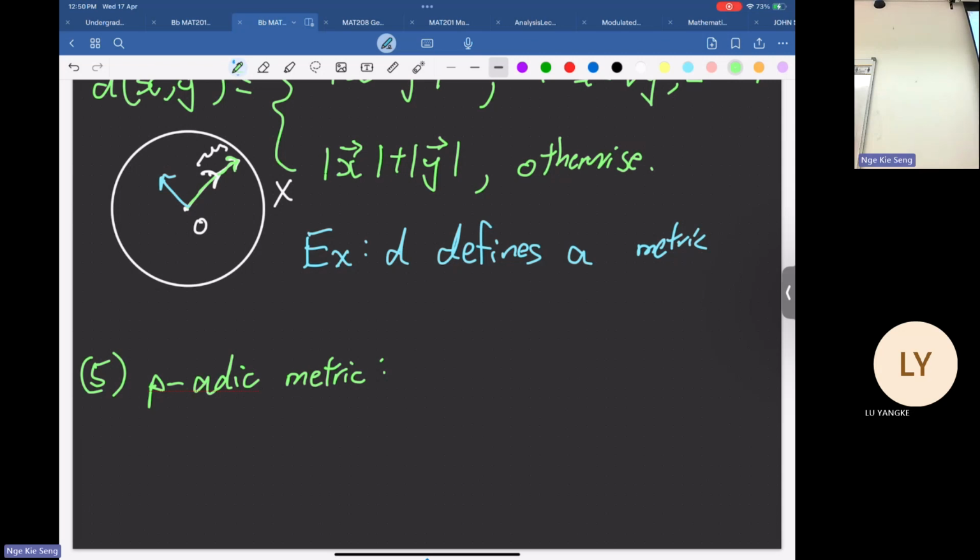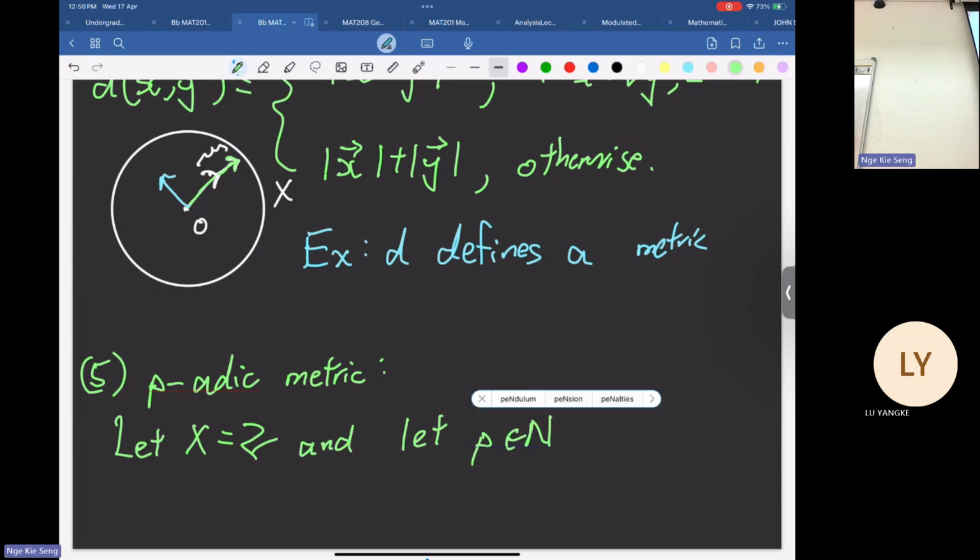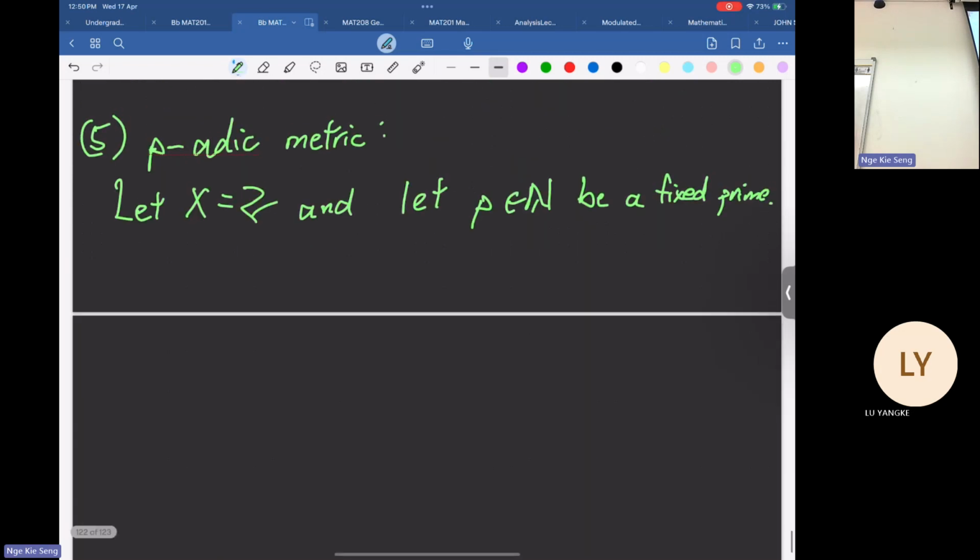So what is the p-adic metric here? What's the set we are considering? We are just considering the integers. And how do we define this metric here? Let p be a fixed prime. So p here refers to prime. In maths, whenever you see p, almost always it is a prime, because prime starts with p.